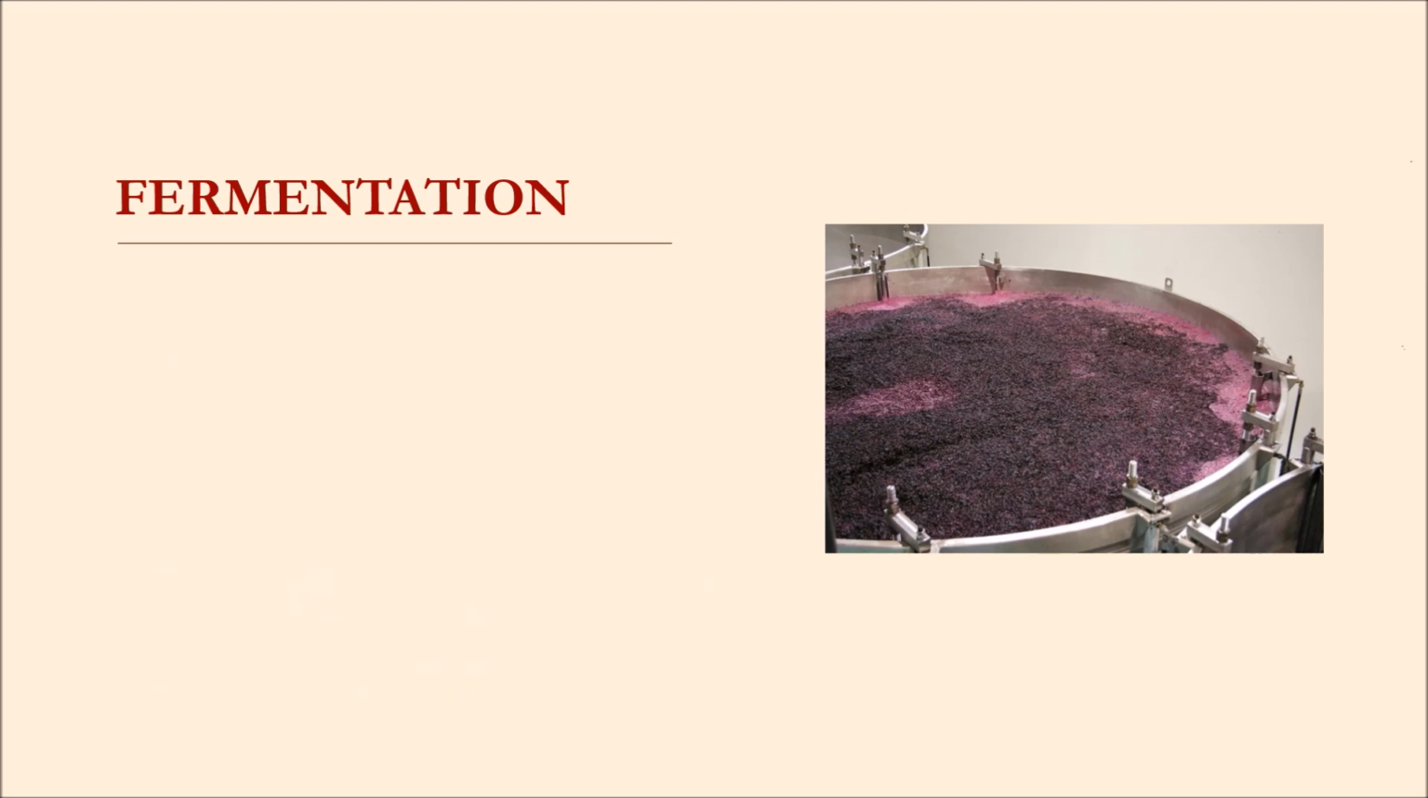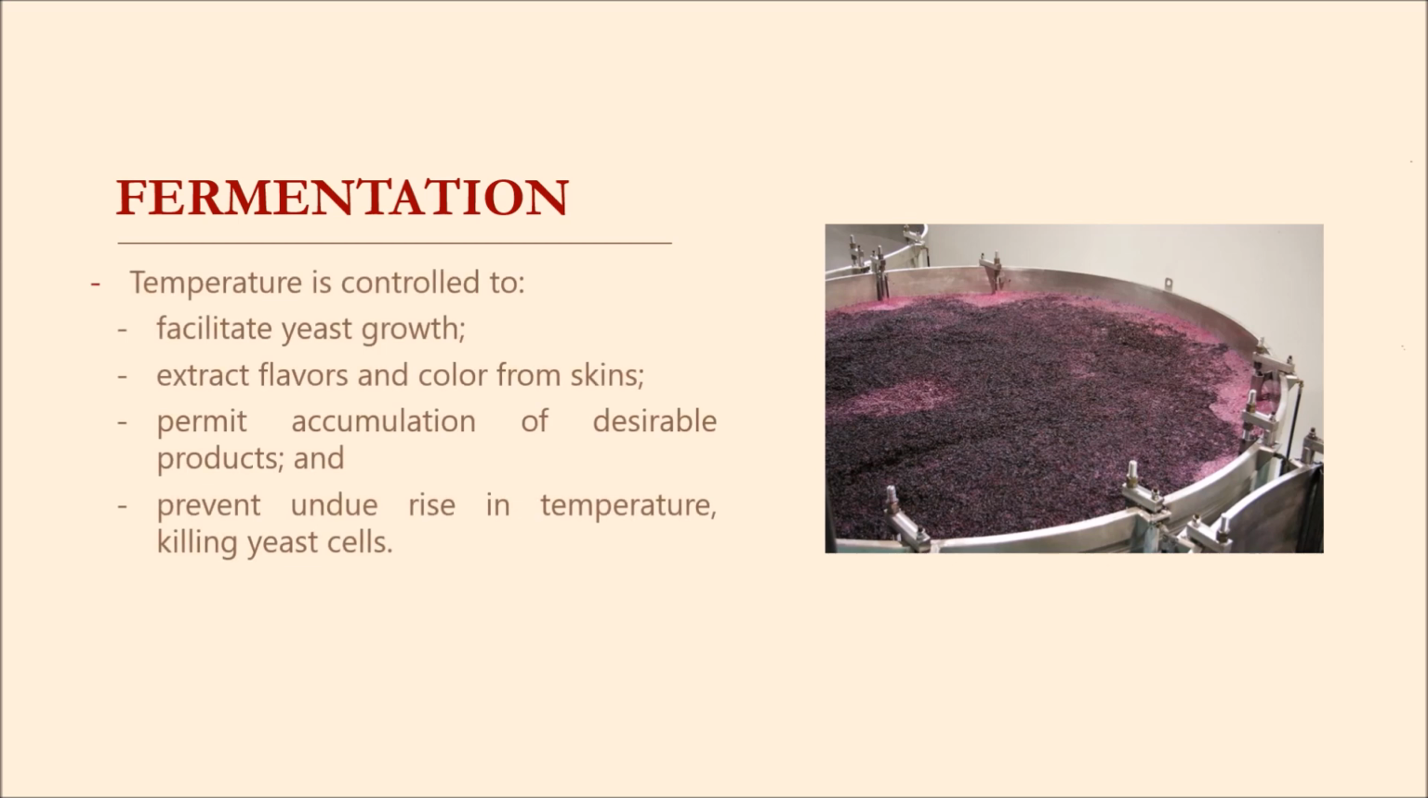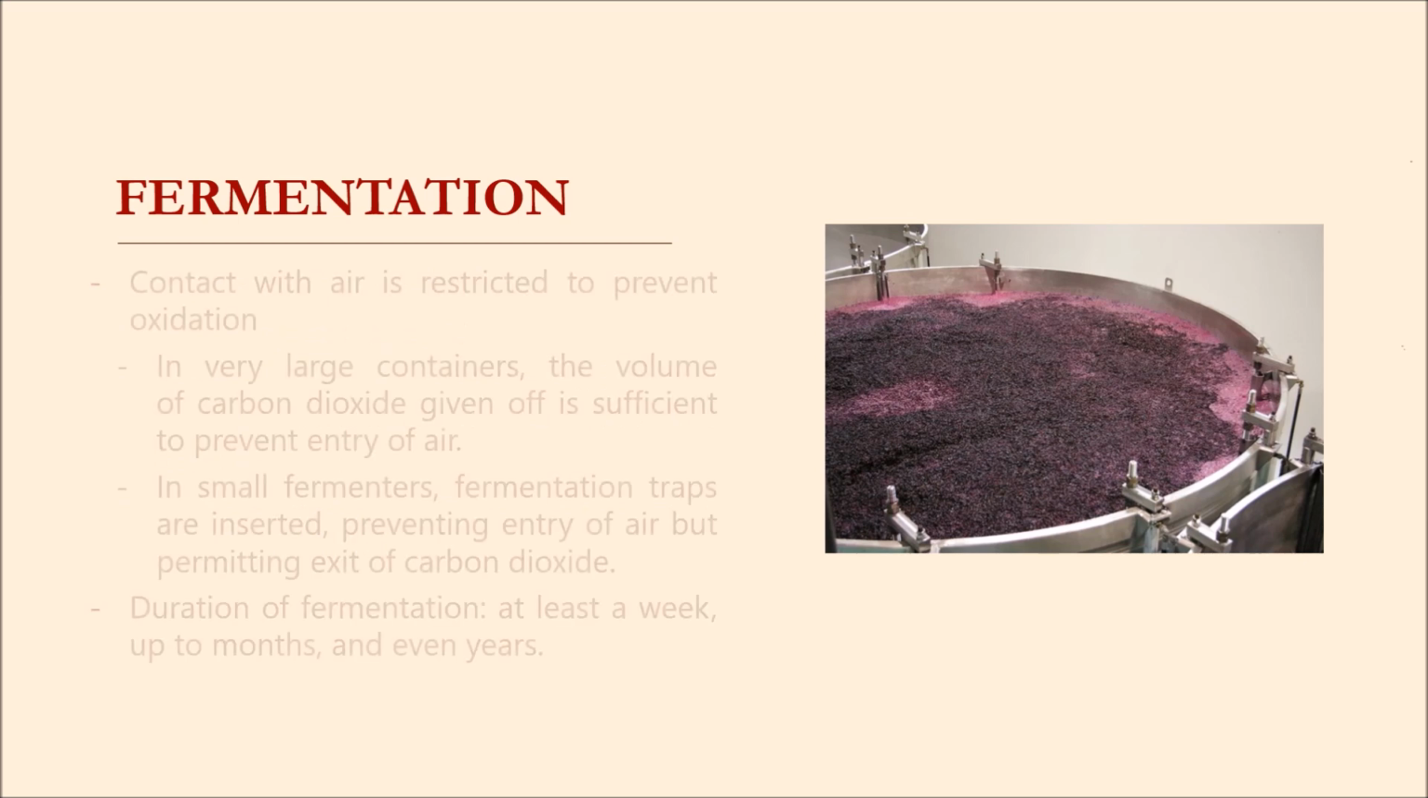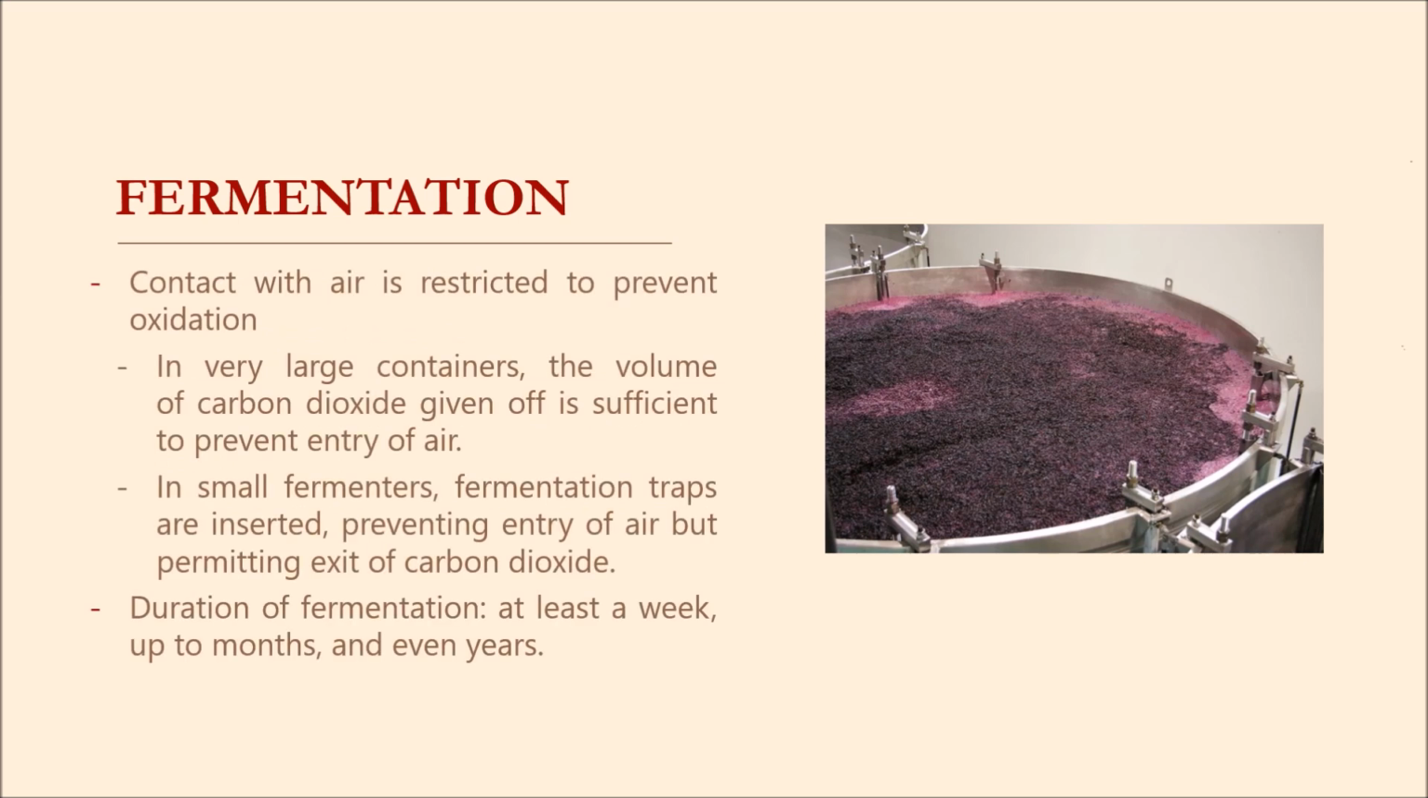Temperature control during alcoholic fermentation is necessary to facilitate yeast growth, extract flavors and colors from the skin, permit accumulation of desirable byproducts, and prevent an undue rise in temperature, killing the yeast cells. The entry of air is restricted to prevent oxidation, while the carbon dioxide formed from the fermentation is released. The total fermentation process can take about a week to a month and even more.